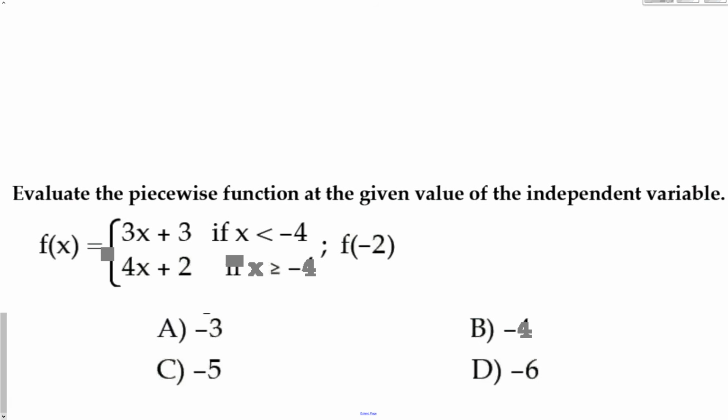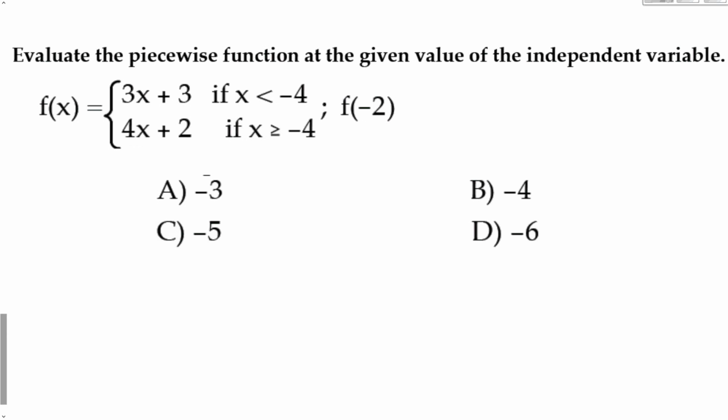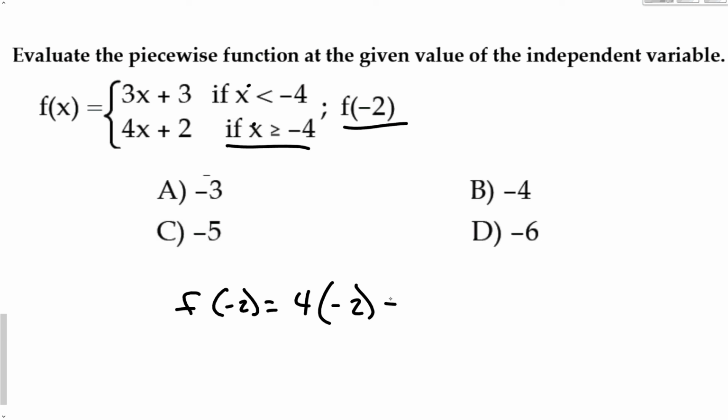Okay, so let's skip down here to this problem that I did in class. The hardest part about evaluating this particular piecewise function is to figure out which function to plug it into. So if I want to evaluate f of -2, I have to decide, is that less than -4 or greater than or equal to -4? And it is, of course, greater than or equal to -4. So f of -2 would be equal to 4 times -2 plus 2, which would be -6. I use the second function down there because of the value of the variable.